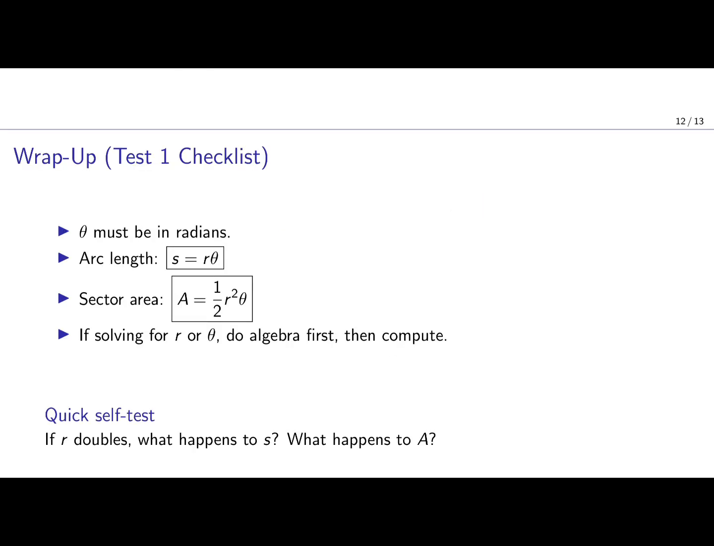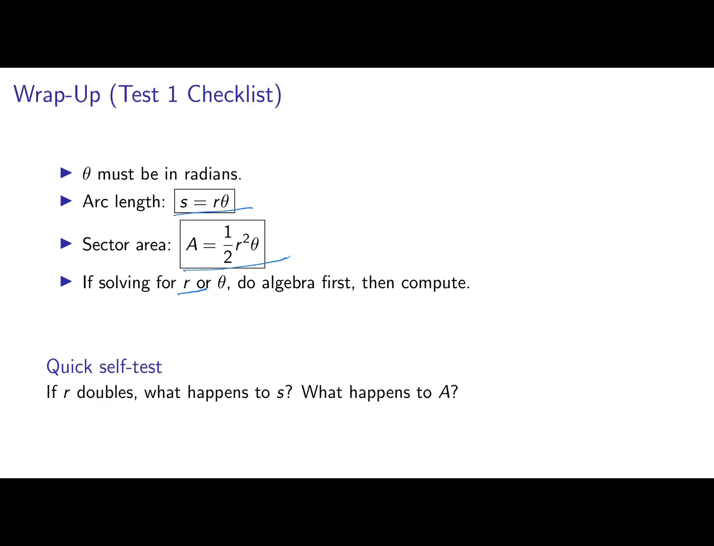Here is a quick checklist before you go. The arc length is radius multiplied by theta. Sector area is 1/2 the square of the radius multiplied by theta. Always make sure that theta is in radians. And if you are solving for radius or theta, do the algebra first, then compute.